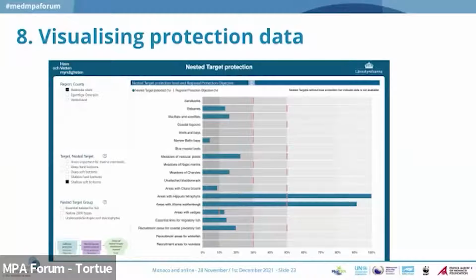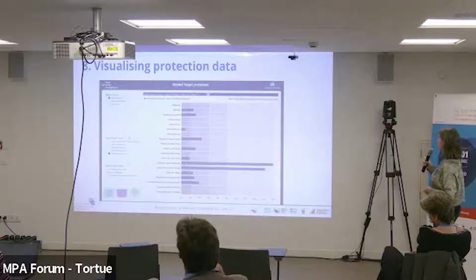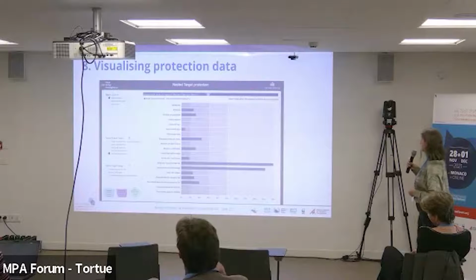So we visualize that in the dashboard that Ilke mentioned before. And this page here then shows a number of our nested targets in the diagram. The orange lines represent the protection objectives that were set for those nested targets, and the blue bars represent the current level of protection. So here we can see for which ones we have reached the protection objective and for which ones we still have work to do. So that's a really useful way of visualizing that. Next slide, please.